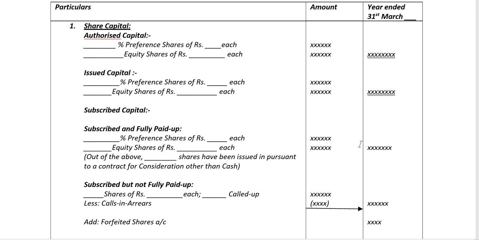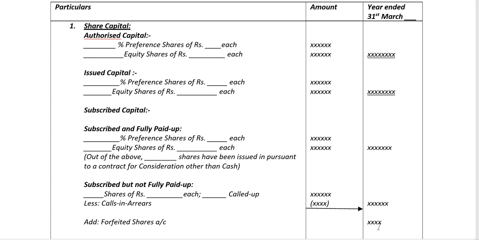The total needs to be taken to the outer column, the subscribed and fully paid up, the equity shares as well as the preference shares total. Subscribed but not fully paid up, we will write the amount and subtract the calls in arrears to be taken to the outer column.